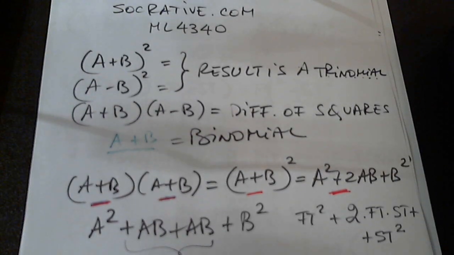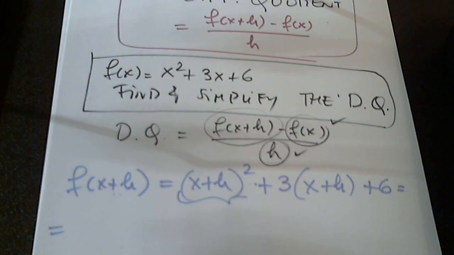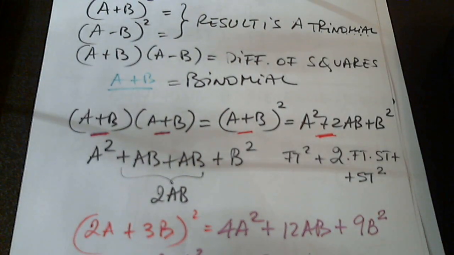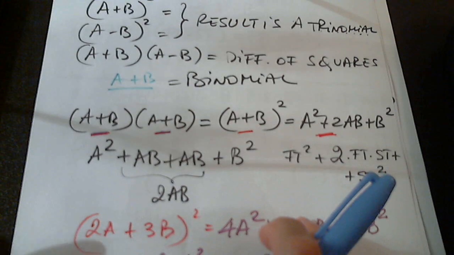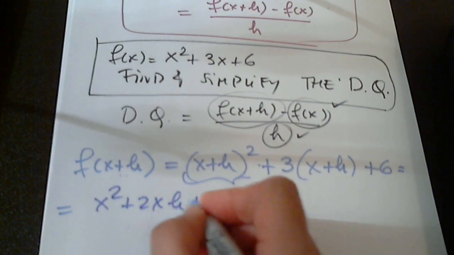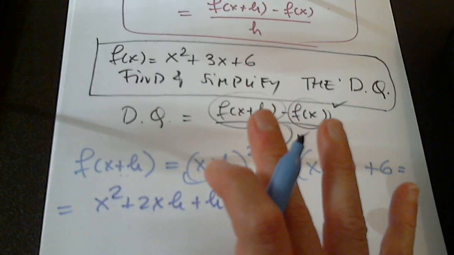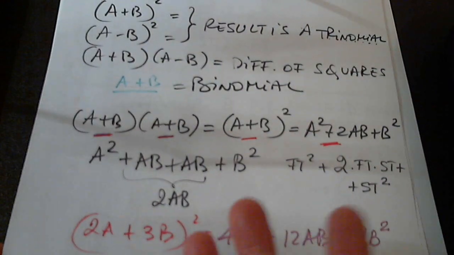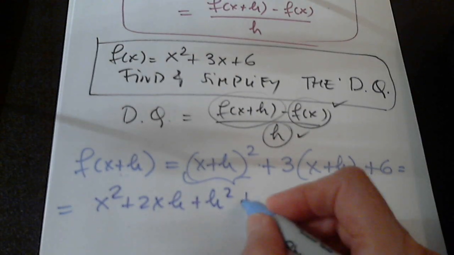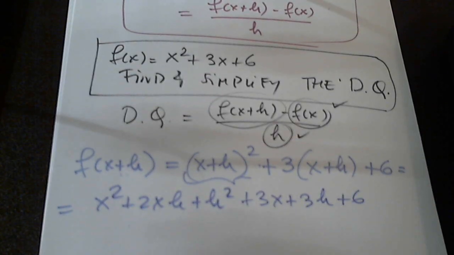I couldn't hear you. Can you say it again? Yeah, x plus h squared. Okay. Is it x squared plus 2xh plus h squared? Thank you so much. So we have x squared plus 2xh plus h squared. And if you ask why, it's okay, but I will refer you back to what we did on Monday. Okay, plus 3x plus 3h plus 6.